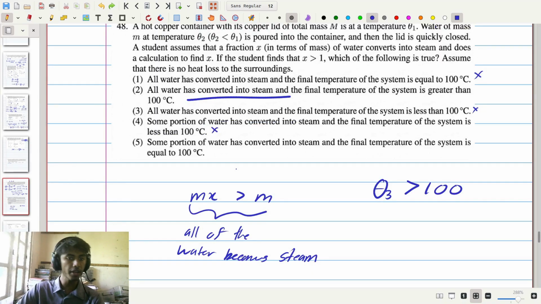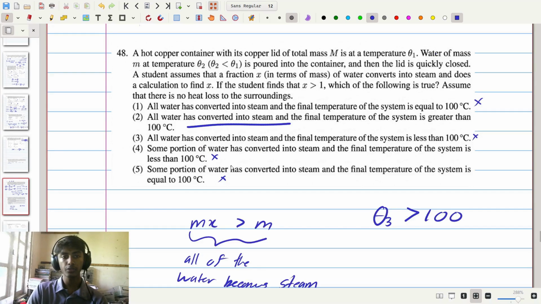Now finally, statement 5 says some portion of the water has converted into steam and the final temperature of the system is equal to 100. Again, both of these are wrong, since all of it converts into steam and the temperature is greater than 100. So the only correct answer here is answer number 2.